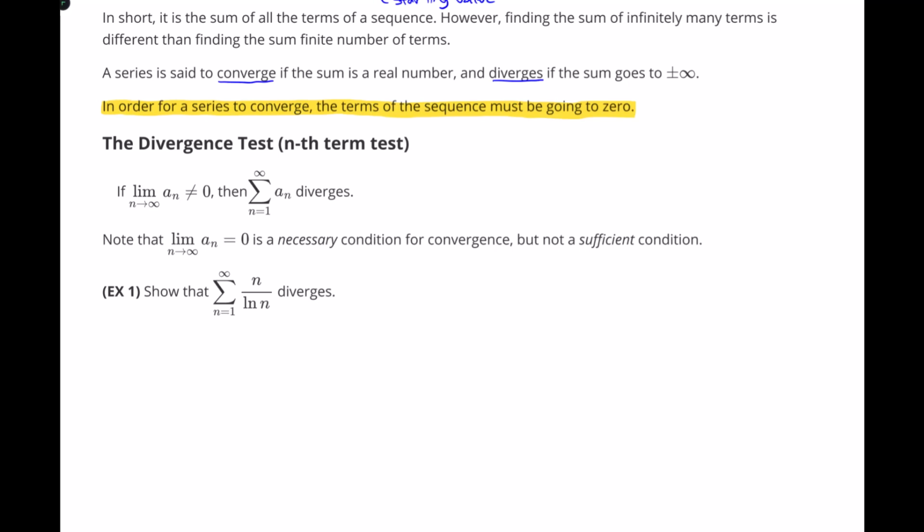All right, so let's say we have a series, the sum of n over the natural log of n from 1 to infinity. We're going to show that this diverges.